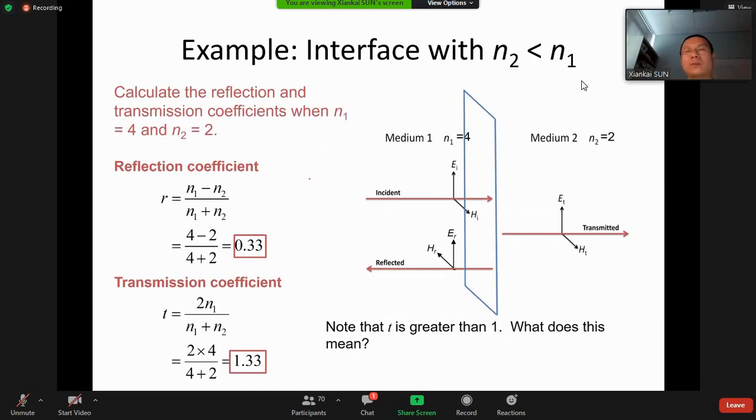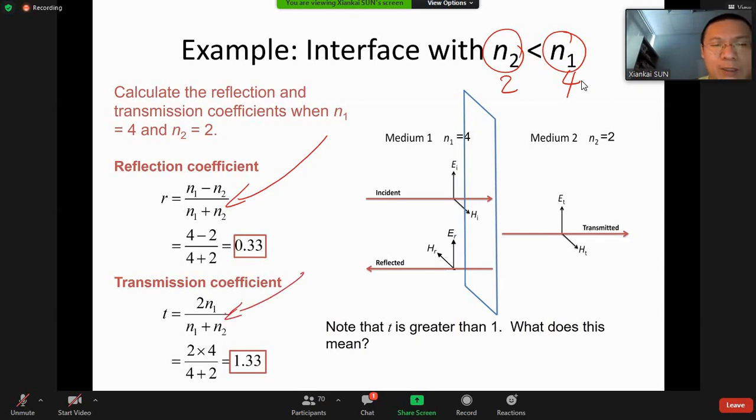So in the next example, we have N2 smaller than N1. So for example, we give N1 equal to 4 and N2 equal to 2. Still, we substitute those numbers into these two formulas, and we find that R is equal to 0.33. So now you relax. This time there's no minus sign. But then you find another problem. T is greater than 1. So what does that mean? T greater than 1.